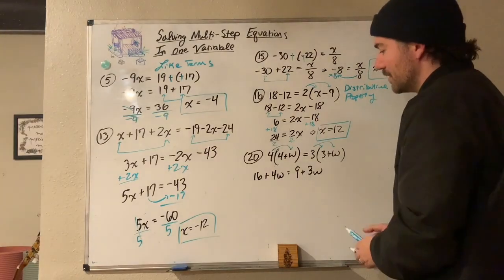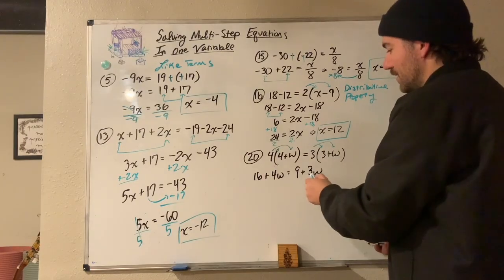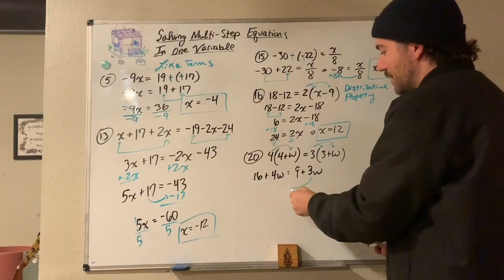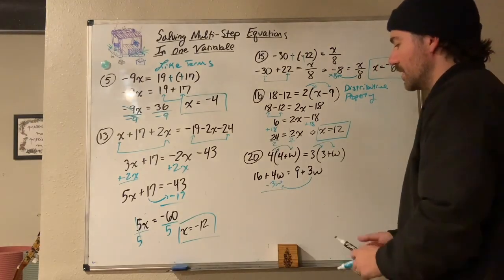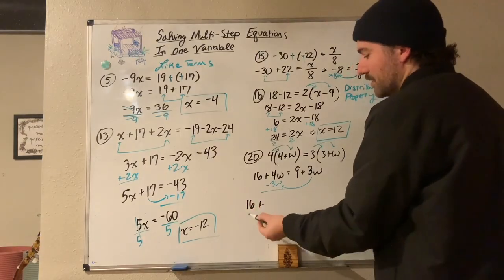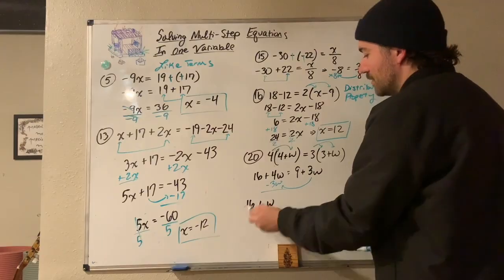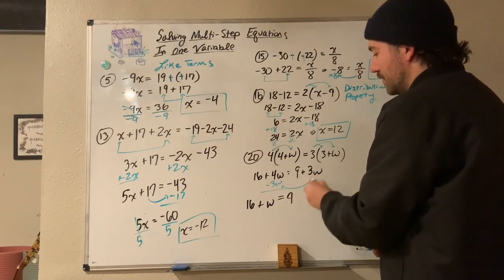Let's keep the w's on the left side. So let's subtract 3w from both sides, and I can just imagine it subtracting from that 4w. Minus 3w. So I get 16. 4 minus 3 is 1, so I'll just have 1w left. 16 plus w equals 9. That one was moved over.